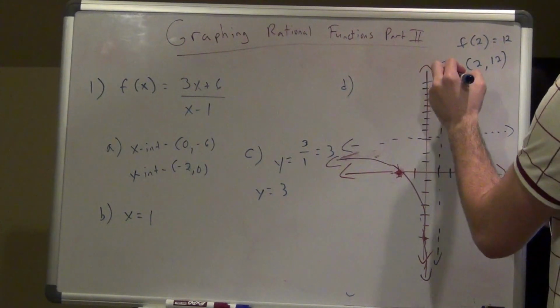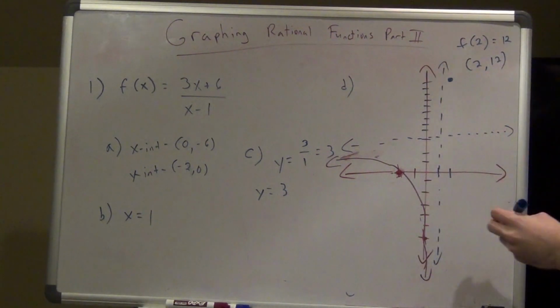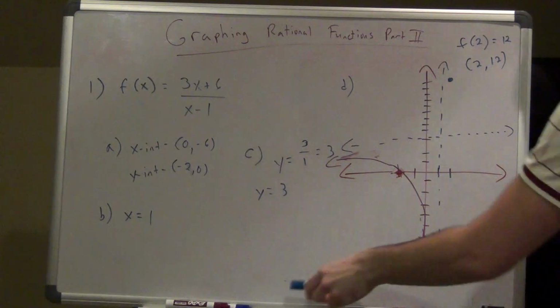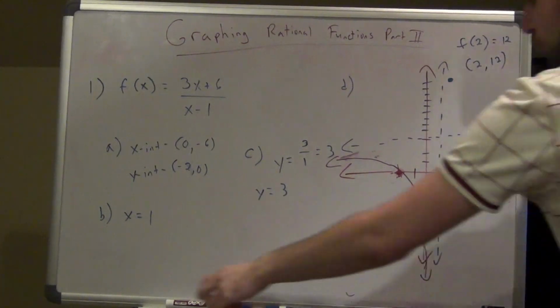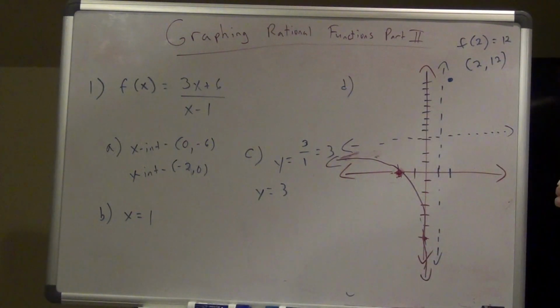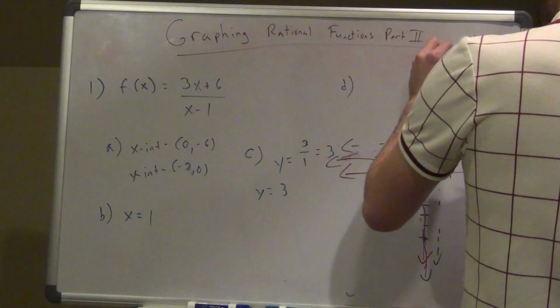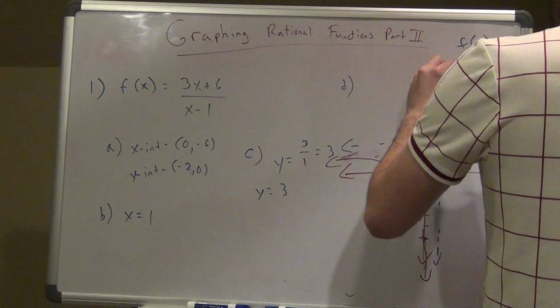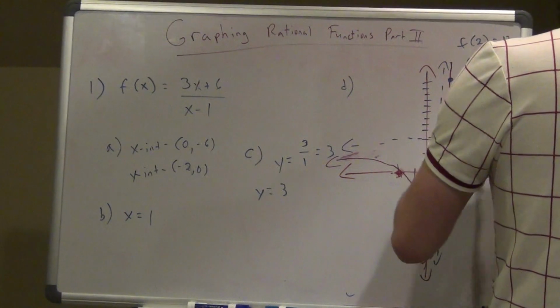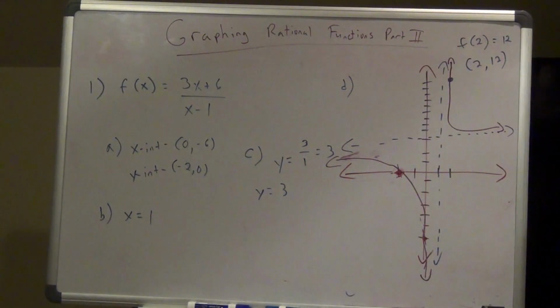I'm going to plot this point. All right, so there's 2, 12. Now I'm going to draw this curve as best I can. It's going to get really close to here and really close to here, but it's never actually going to touch. So there's my two curves.